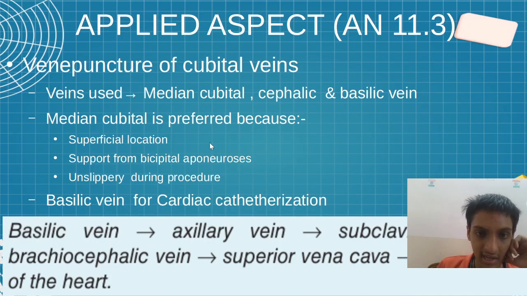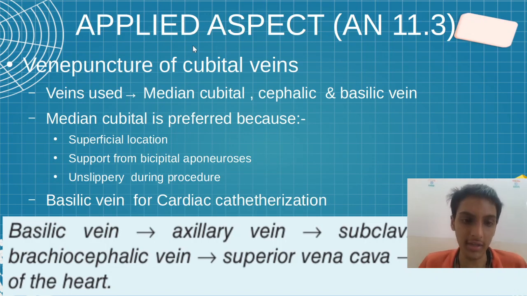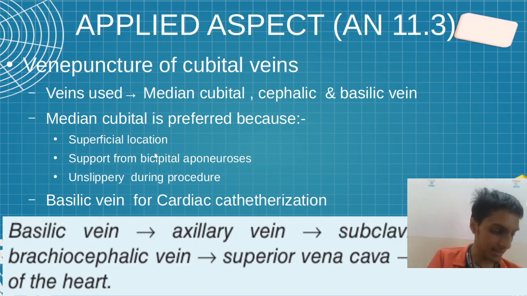Applied aspect. Let us see the venipuncture of cubital veins. So generally three veins will be used: median cubital, cephalic and basilic vein. But for us in this competency, median cubital only is important. So why are we preferring this vein? Because it increases in diameter.